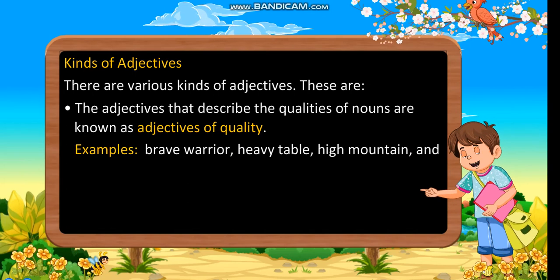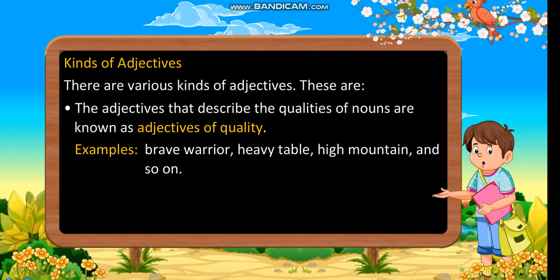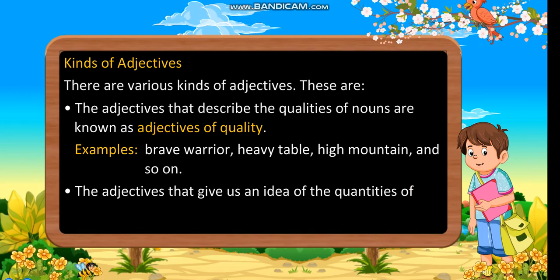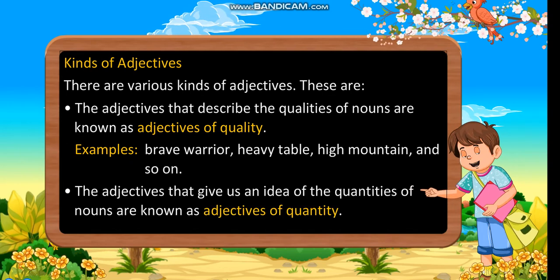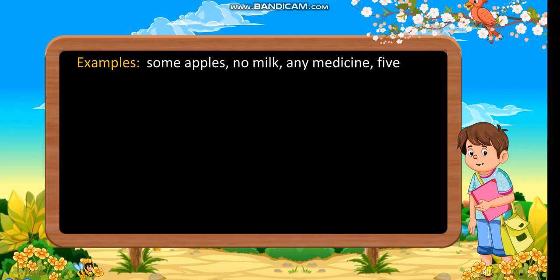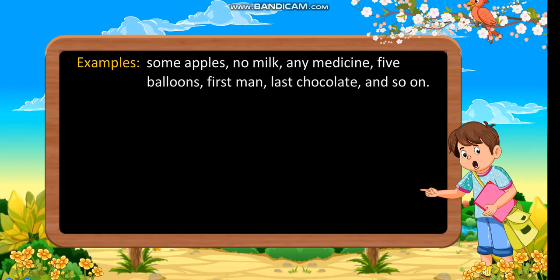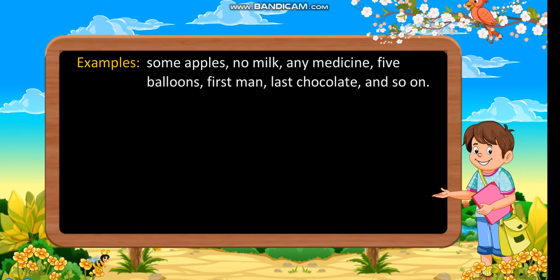Examples: brave warrior, heavy table, high mountain, and so on. The adjectives that give us an idea of the quantities of nouns are known as adjectives of quantity. Examples: some apples, no milk, any medicine, 5 balloons, first man, last chocolate, and so on.